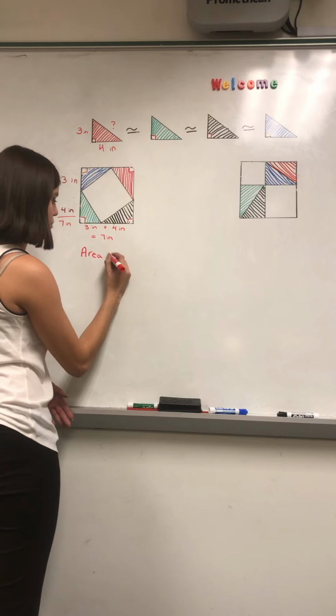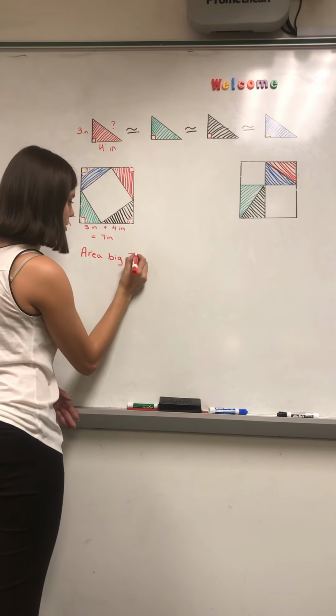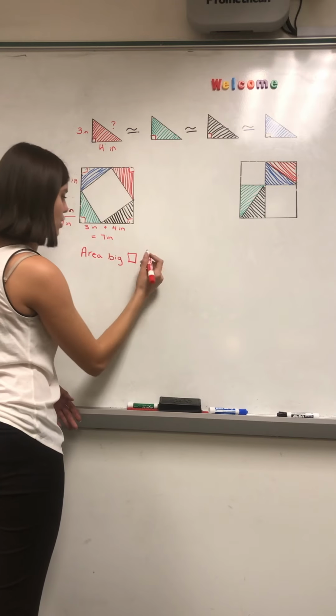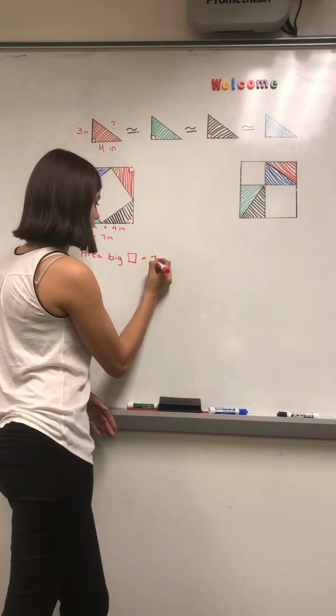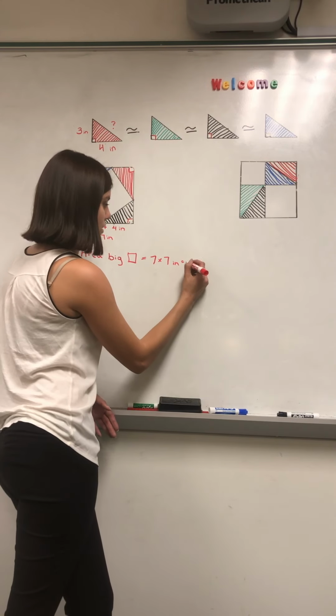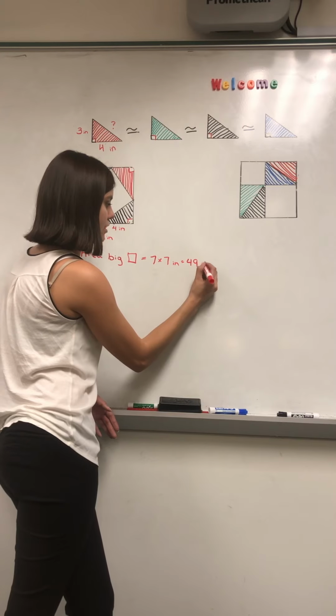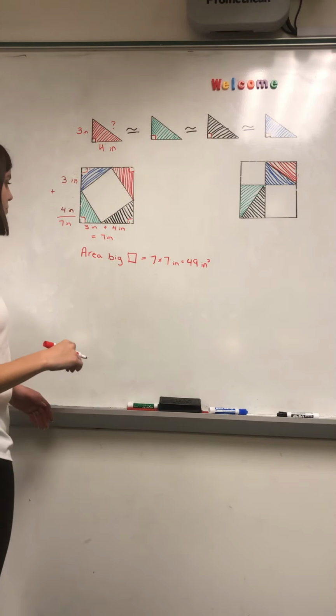So now what we're going to do is find the area, and we're going to call this big square just so that we know the difference between the area of the large one and the smaller one. So we're going to go ahead and do 7 times 7 inches, which will give us 49 inches squared. And don't forget about your units, they're very important.